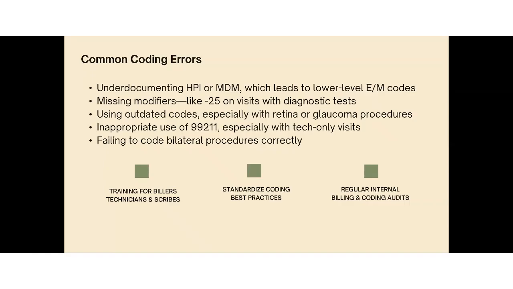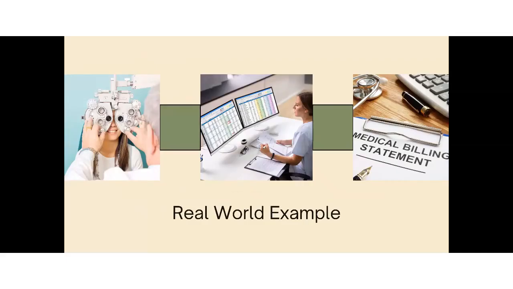And then there's the misuse of 99211. Many practices bill it incorrectly for tech-only visits, and that can raise audit flags. And finally, errors with bilateral procedures. Miss a modifier or use the wrong code, and you've cut out reimbursement. You may have cut it in half. These may seem small individually, but across hundreds of patients and multiple providers, they add up to a major revenue leak.